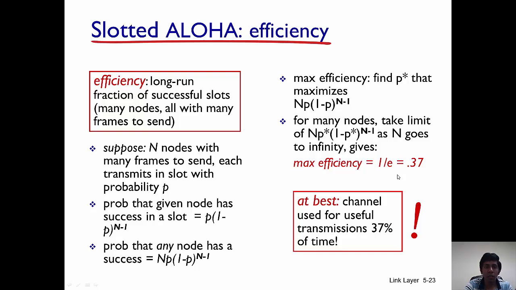Now, if you do a lot of analysis, and I'm not going to go into the math, what I want you to take out of this is the efficiency of this kind of slotted Aloha. All the analysis tells you is there is only going to be useful transmission for approximately 37% of the time. So even if nodes have more data to transmit, on average, only 37% of the transmissions are going to be successful.